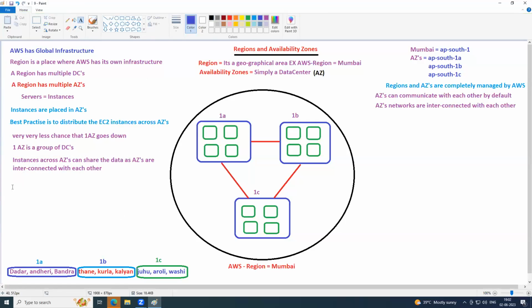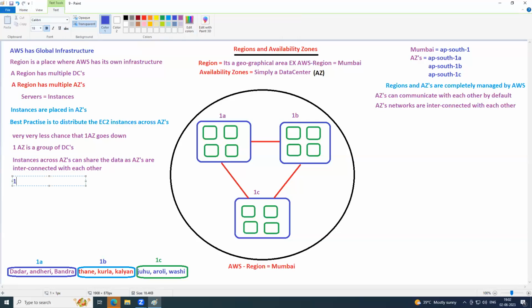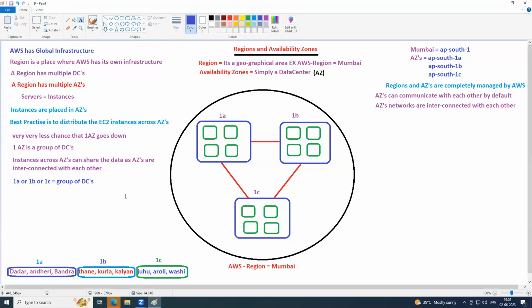So can we say that 1A or 1B or 1C is equal to a group of data centers? Is there any chance that it will go down? No. Is this clear till here, guys, everyone?